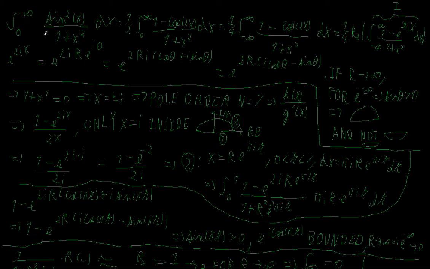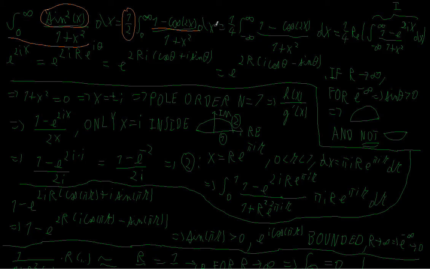So I want to evaluate the integral from 0 to infinity of sine squared of x over 1 plus x squared. First I can use a relation that says that sine squared of x is equal to a half of 1 minus cosine of 2x. And so I can rewrite it as 1 over 2 times the integral from 0 to infinity of 1 minus cosine of 2x over 1 plus x squared.